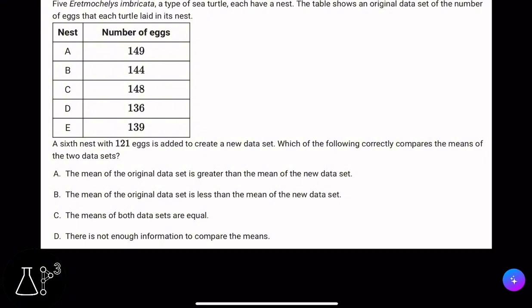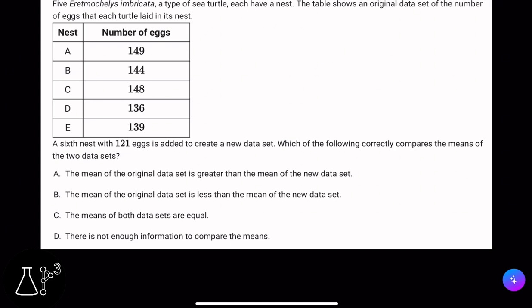So 5 A-type of sea turtle each have a nest. The table shows an original data set of the number of eggs that the turtle laid in the nest. A nest with six nests with 121 eggs is added to create a new data set. Which of the following correctly compares the means of the two data sets? Okay, so we gotta obviously analyze the information that's given.